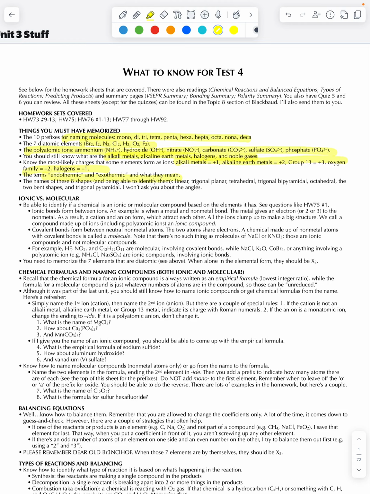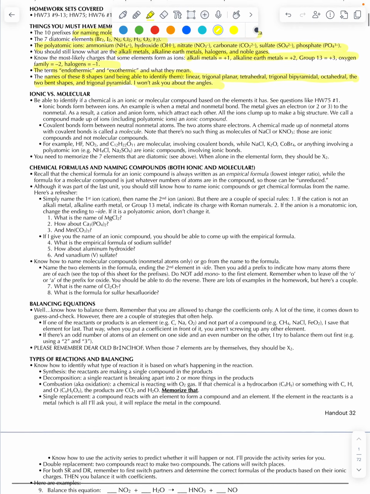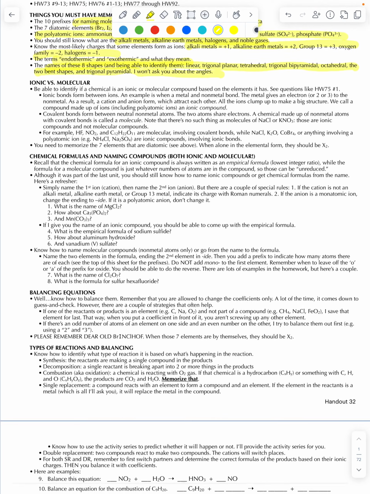Know endothermic and exothermic, and then be able to give the names of the 8 shapes I made you responsible for. And I won't ask you about the angles. I should have, but for some reason I said I wouldn't make you, so I'm not going to change my mind now.